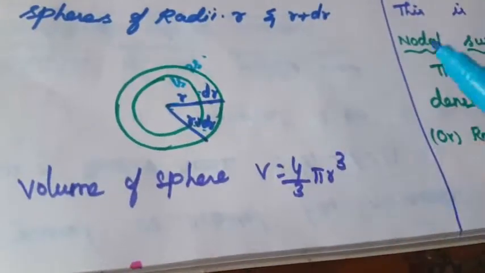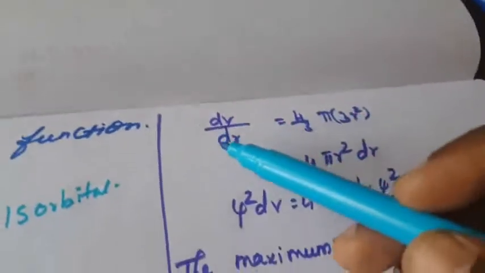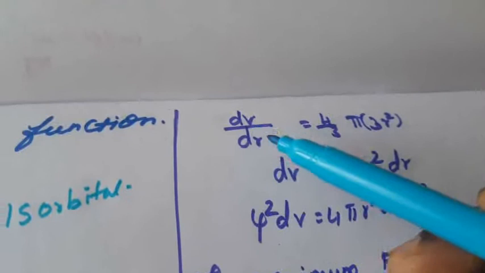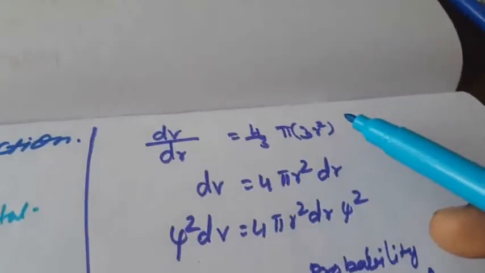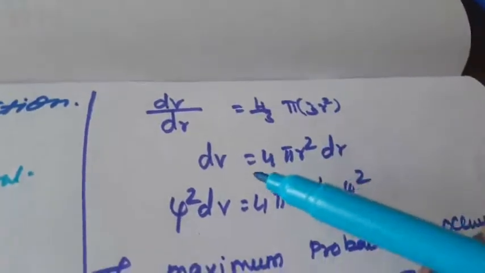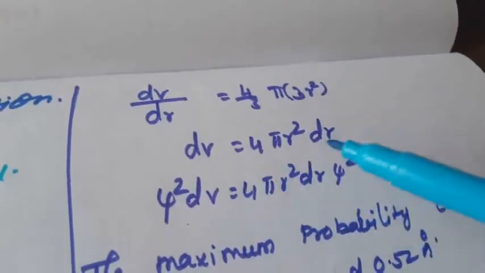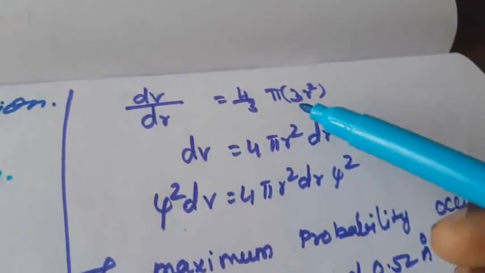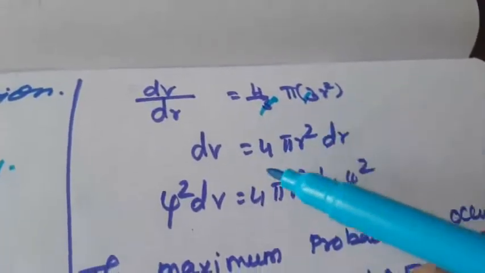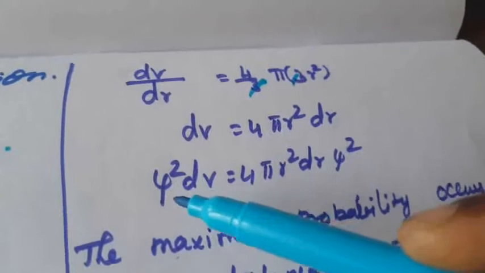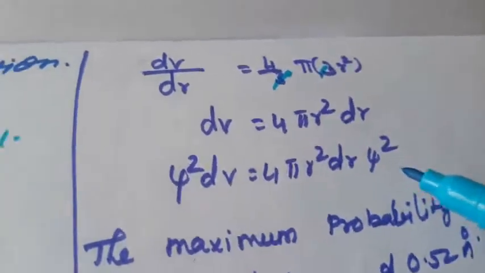What is the volume of the sphere? V is equal to 4 by 3 pi r cube. Now we differentiate the volume: dV by dr is 4 by 3 pi times the derivative of r cube, which is 3r square. So dV is 4 pi r square dr. The 3 cancels. Now we add the wave function psi square, so dV is equal to 4 pi r square psi square dr.